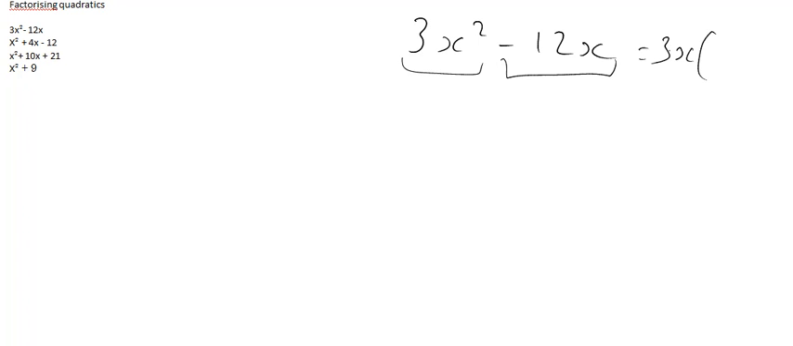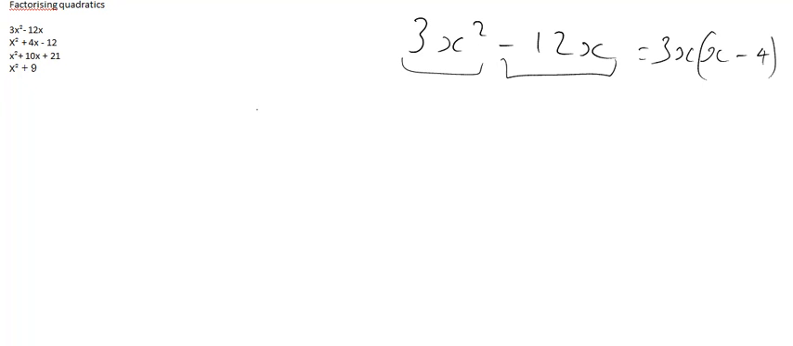What times 3x gives me 3x squared? Well, that is just a single x, so that's the first part done. Well, what times 3x gives me minus 12? Well, that would be minus 4. So that's the first thing that we're going to do. We'll factorise that by taking a common factor out of each part.